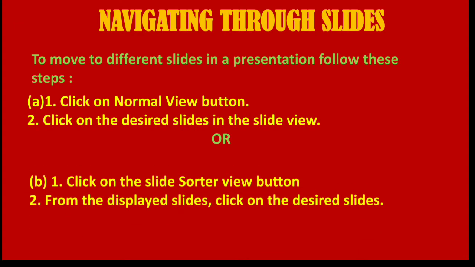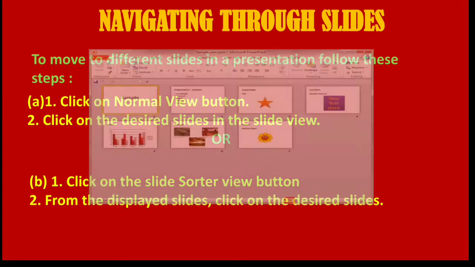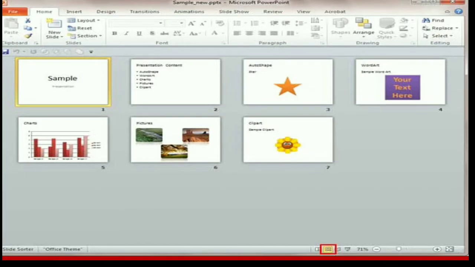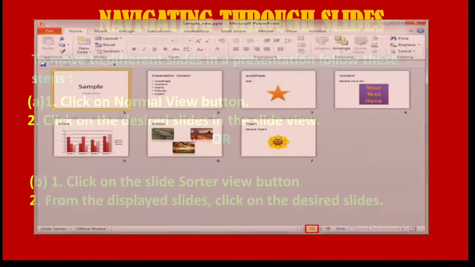The second method to select the slide is by clicking on the Slide Sorter View button, and from the displayed slides click on the desired slides. So this is the Slide Sorter View button where the slides are displayed in small size. All the slides that you have designed are displayed here. So from here also you can select the slides to design for your presentations.